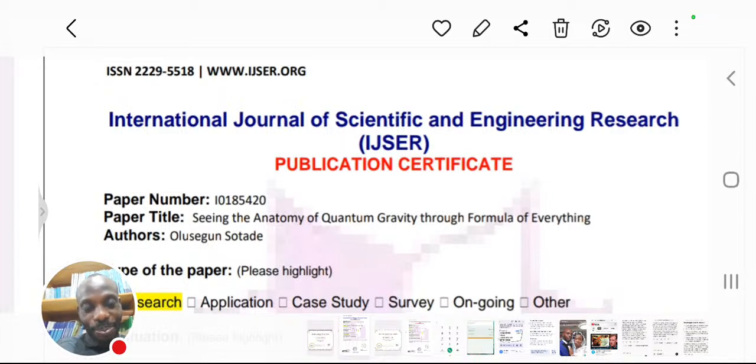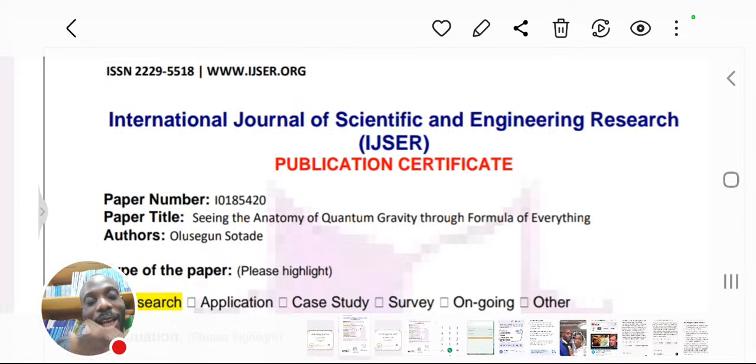Now, as you can see on my screen, the first thing I have here is the publication certificate. Before I dissect the publication itself, I just want you to have an idea of how the research publication is peer reviewed, the criteria used in accepting it, and then the criteria used in publishing it. So now, this is the journal.